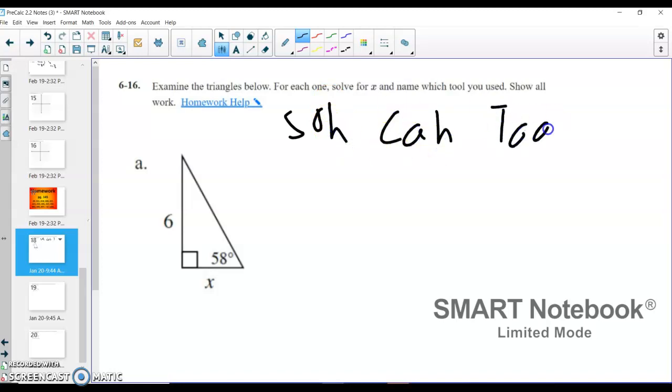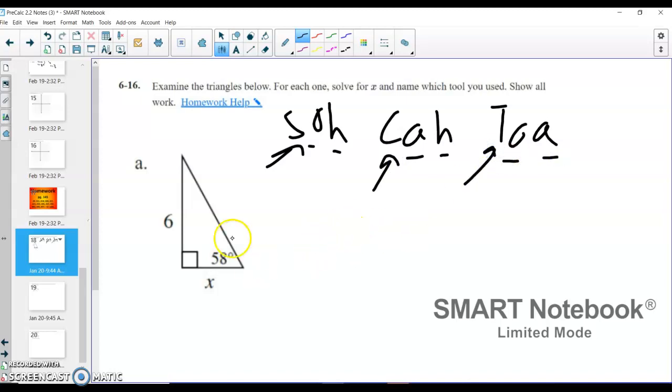Sohcahtoa is just if you see the side lengths that you're given, so even the side length that has a number or the side length that's x. If it's the opposite side and the hypotenuse, we're going to use sine. If it's the adjacent side and the hypotenuse, we're going to use cosine. And if it's the opposite side and the adjacent side, we're going to use tangent.